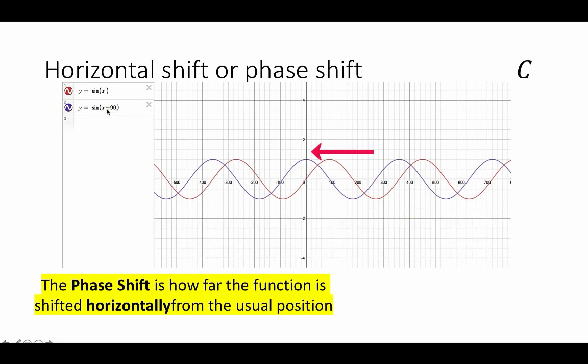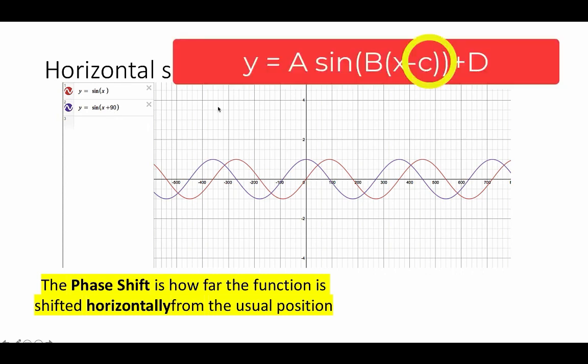Notice that when you have the plus sign here, the graph is instead moved to the left, contrary to our expectation that the graph should be moved to the right. So the sign here is opposite. When you have plus 90, the graph is going to the left by as much as whatever is the value that you have added here. That value is the C in our formula. And that represents what we call the phase shift, which is how far the function is shifted horizontally from the usual position.